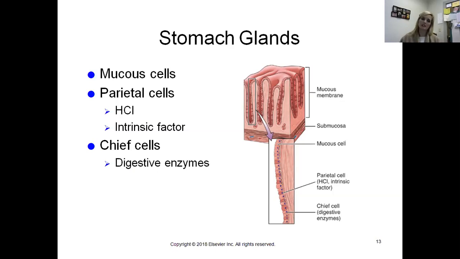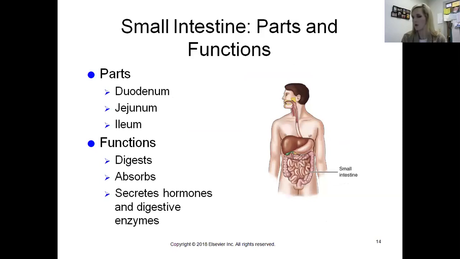I do want you guys to be familiar with hydrochloric acid though. If I were to ask you guys, what is the name of the acid that's present in the stomach, I do want you guys to know that as hydrochloric acid. It is, as I mentioned, a very powerful acid, and so that is why we're going to see a lot of that digestion occurring here in the stomach.